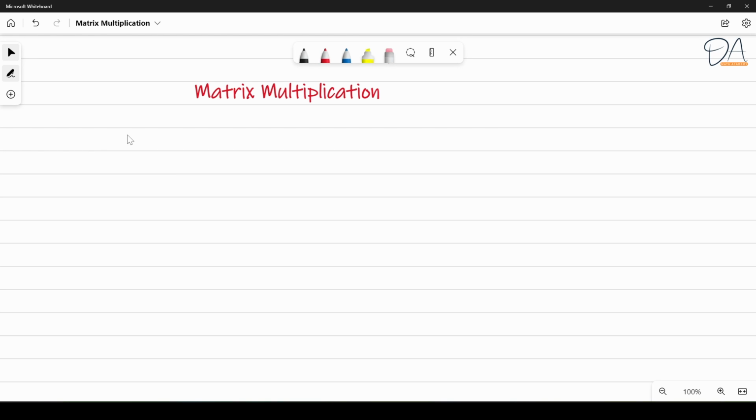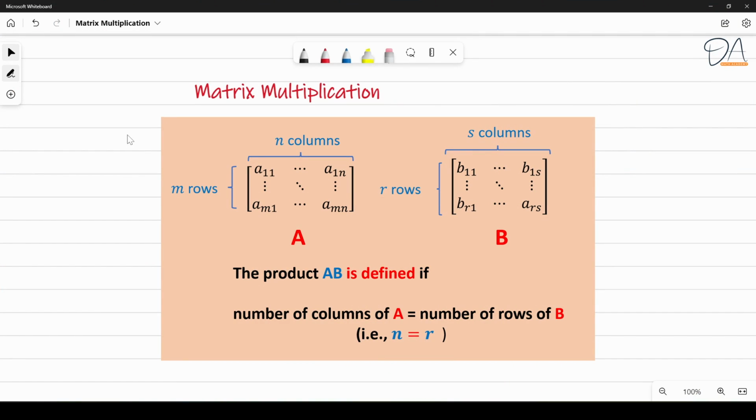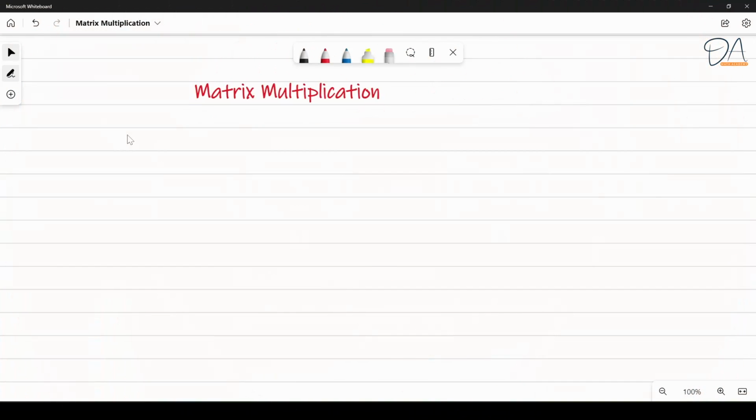In this video, I will show you how to multiply matrices. So let me first start by telling you when a product is defined for two matrices A and B. The product AB is defined if the number of columns of A is the same as the number of rows of B. Let's illustrate this with the following examples.